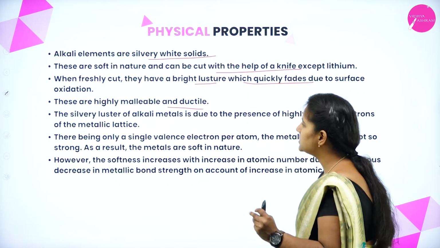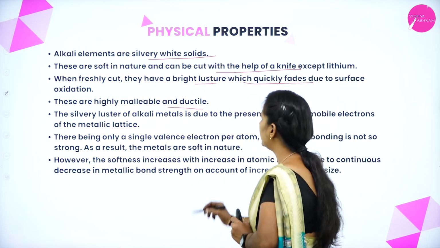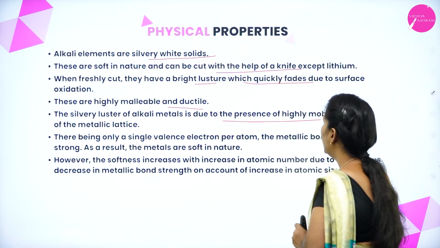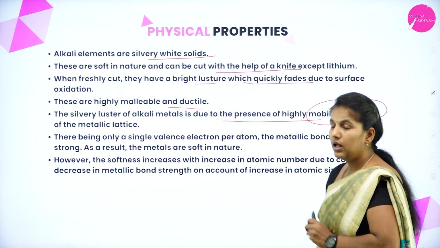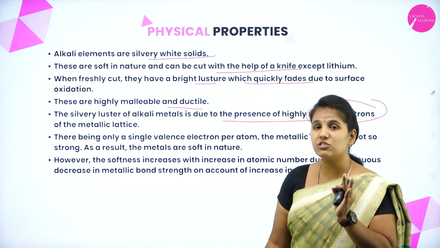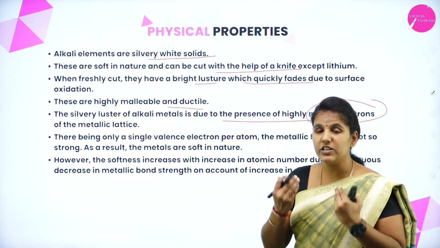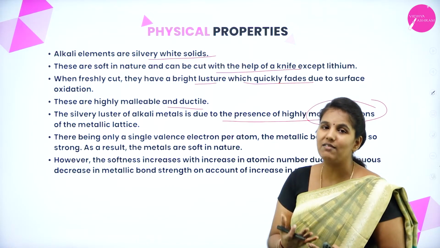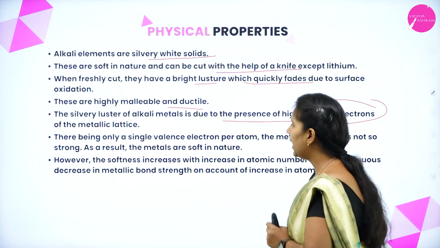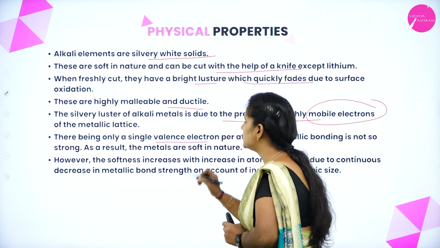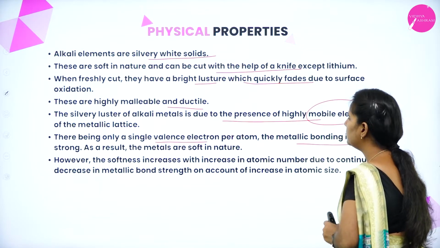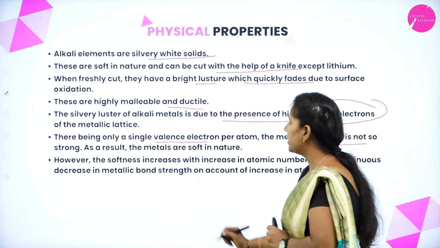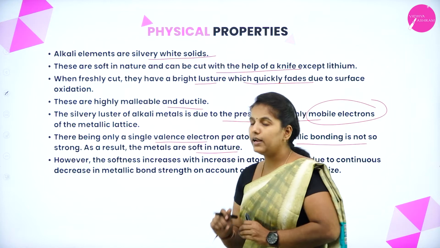The silvery luster of the alkali metals is mainly due to the presence of mobile electrons. The presence of mobile electrons in an s-block element makes its appearance silvery in nature. And with only a single valence electron per atom, the metallic bond is not so strong, hence the metals are usually soft in nature.